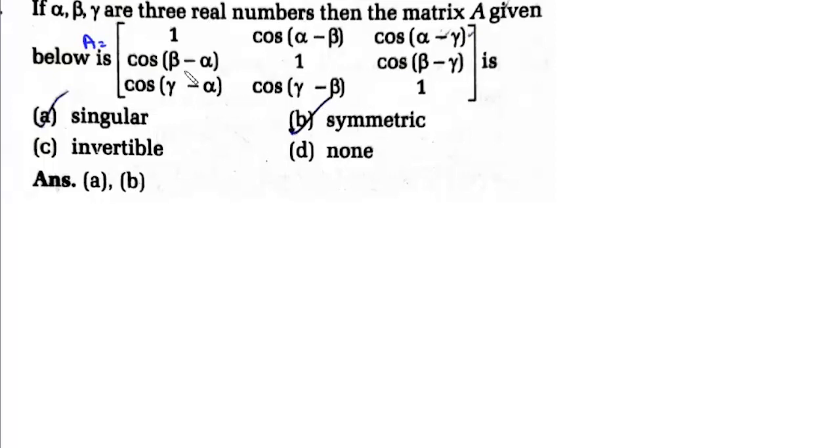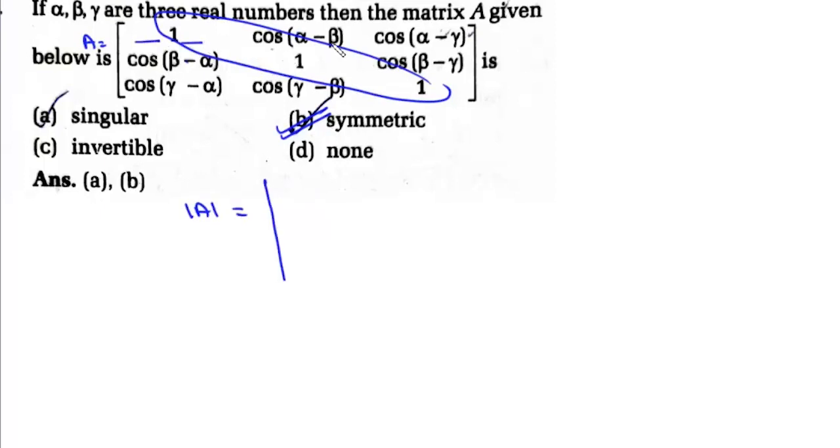Now clearly this matrix is a symmetric matrix because around the diagonal elements they are same. Cos minus theta is same as plus cos theta. So this matrix is a symmetric matrix. That means this option B is simply correct. Now what about determinant of A? Now if we write determinant of A, now this is cos square alpha plus sin square alpha.